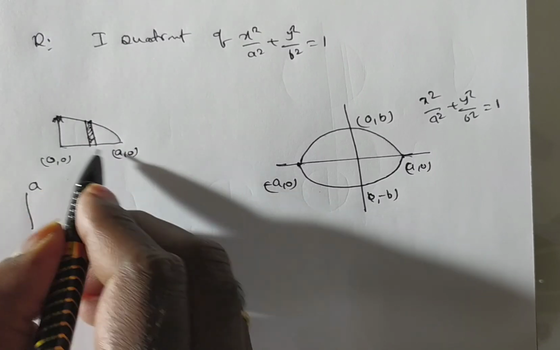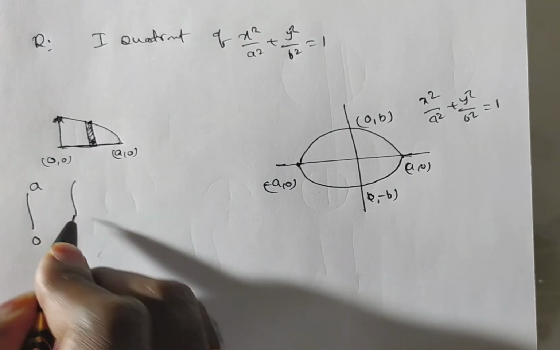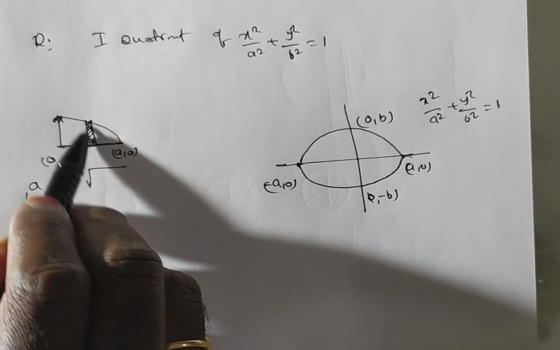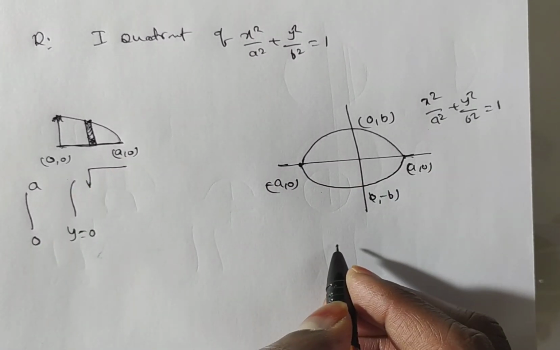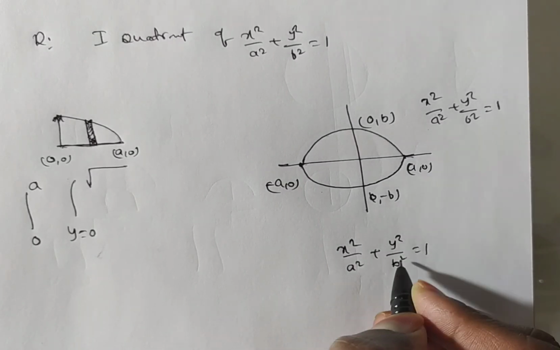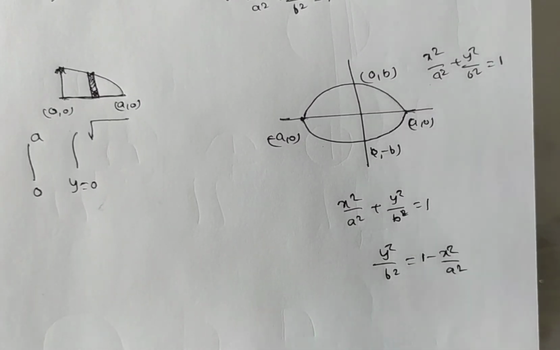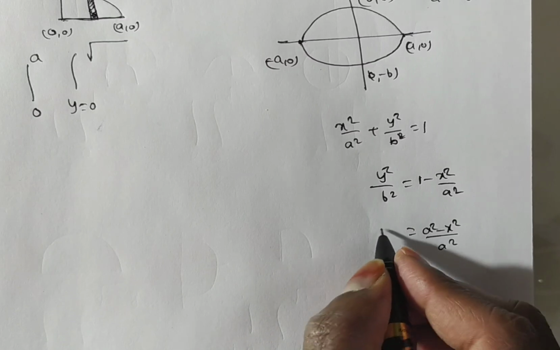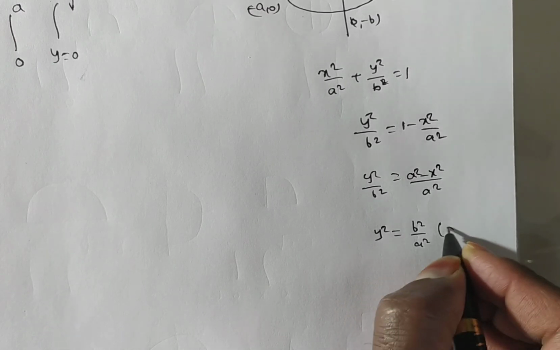For this strip, it touches the x axis at the bottom, where the y value is 0, and upward it touches the curve x square by a square plus y square by b square is equal to 1. So you need to find the y value from this. Then y square by b square is equal to 1 minus x square by a square. Taking the LCM, a square minus x square by a square, so y square is equal to b square by a square into a square minus x square.